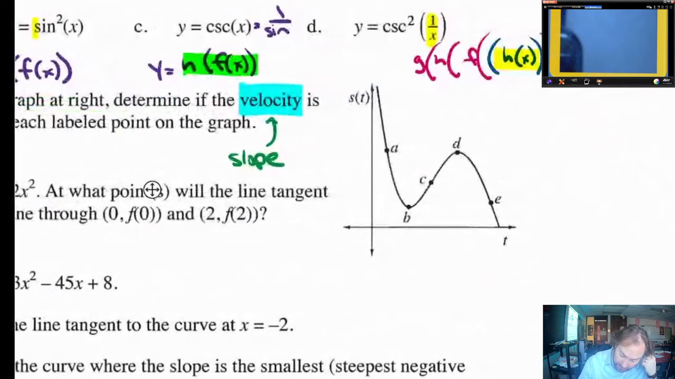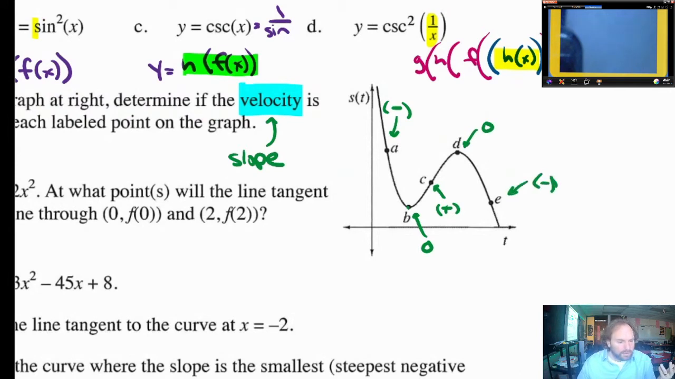So at point A, it's negative. At point B, it's 0. At point C, it's positive. At point D, it's 0 again. And at E, it's negative again. So it's all about whether the slope is positive or negative at those points. A negative slope heads down to the left. B is horizontal, C is up to the right, D is horizontal again, and E is down to the right. So down, 0, up, 0, down.